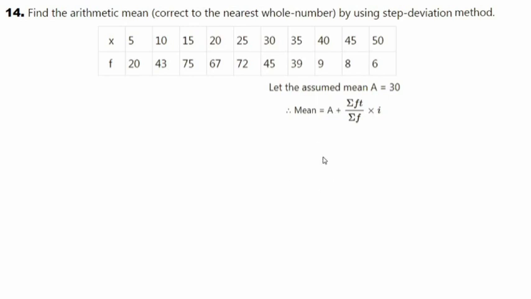Using the step deviation method, your mean will be this much. Now we have got t and i, and you must know what these t and i are. First and foremost, let's understand what i is. i is the difference between the observations. For example, the difference between 10 and 5 is 5, the difference between 10 and 15 is 5, 20 and 15 is also 5, and 25 and 20 is also 5.